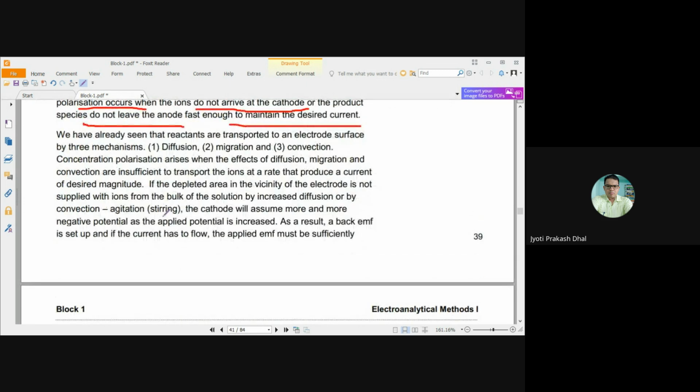We have already seen that the reactants are transported to the electrode surface by three mechanisms. The first is diffusion, the second is migration of ions, and the third is convection. Concentration polarization arises when the effects of diffusion, migration, and convection are insufficient to transport the ions at a rate that produces a current of the desired magnitude. If the depleted area in the vicinity of the electrode is not supplied with ions from the bulk of the solution by increased diffusion or by convection, the cathode will assume a more and more negative potential as the applied potential is increased.